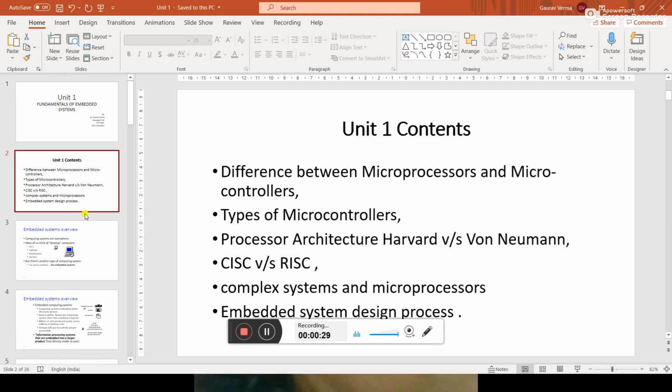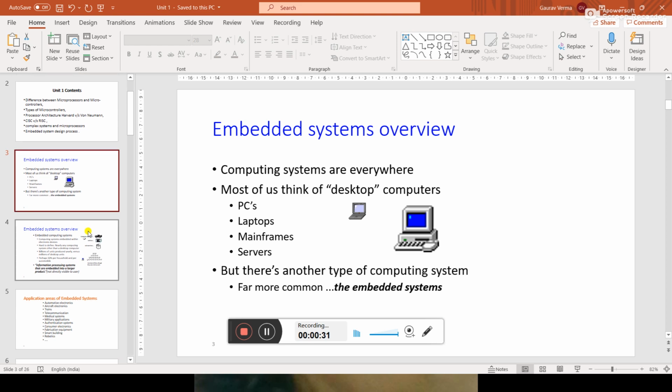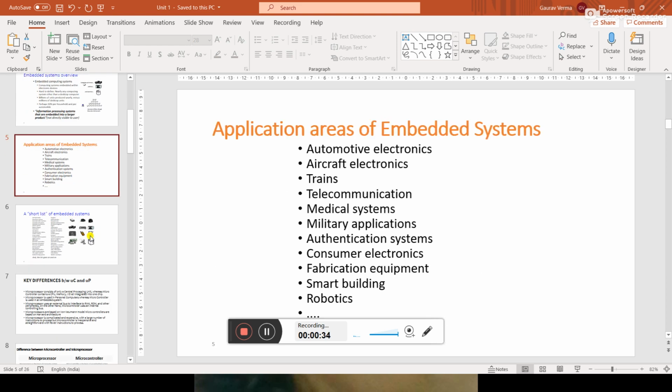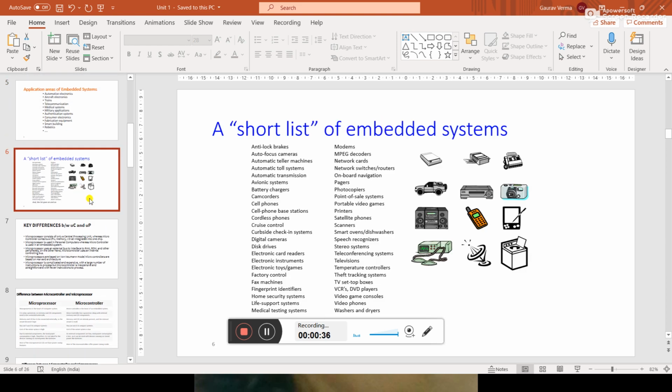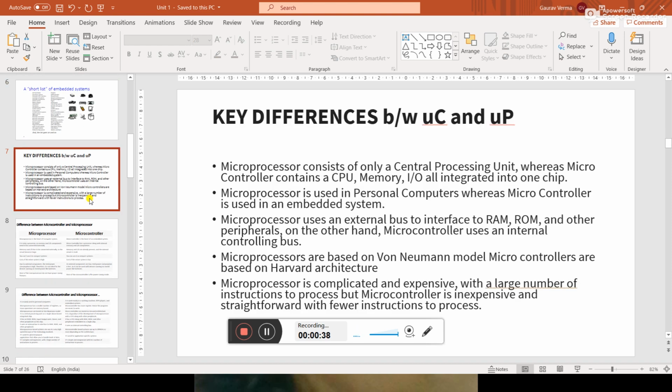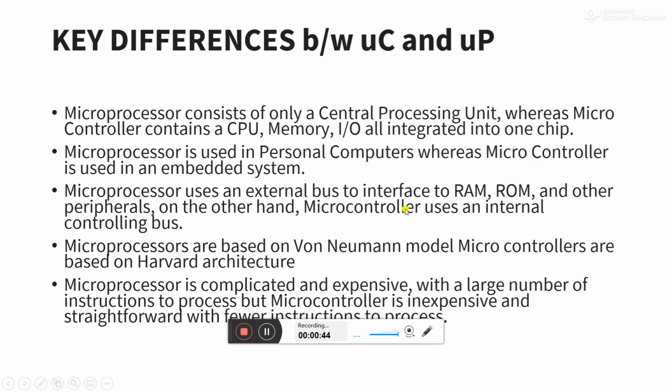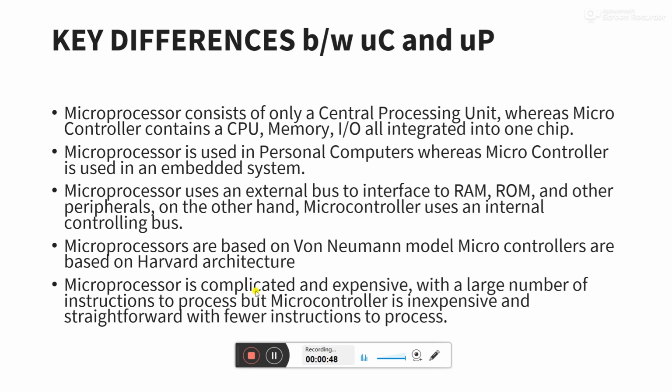In my last lecture I also told you some things regarding embedded system design and the applications of embedded systems. About all these things I have told you. So today we will discuss the difference between the microcontroller, µC, and the microprocessor, µP, right?